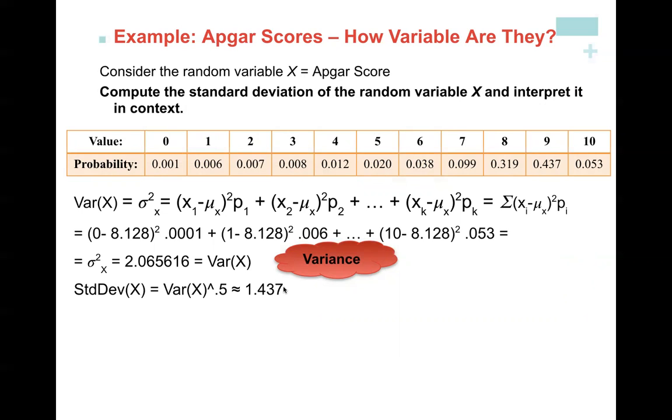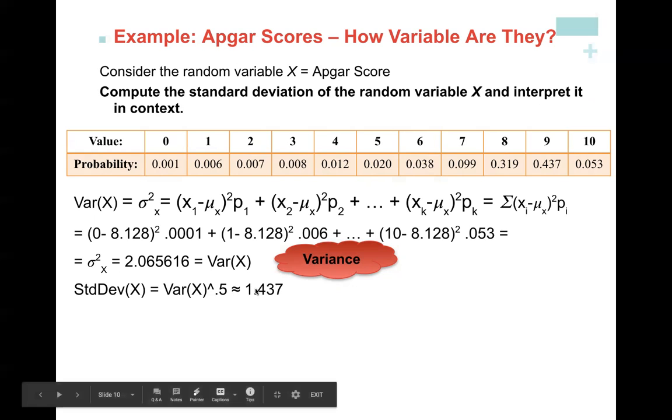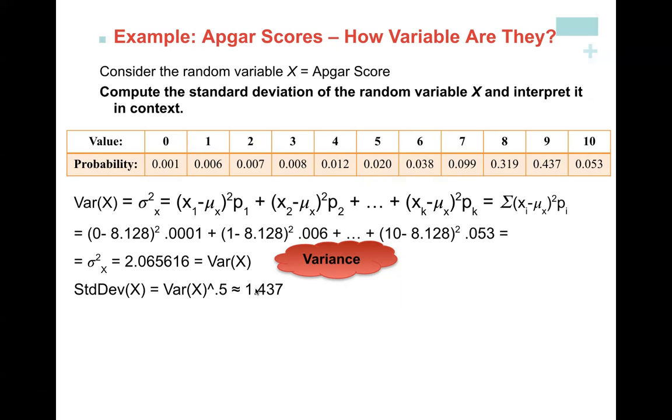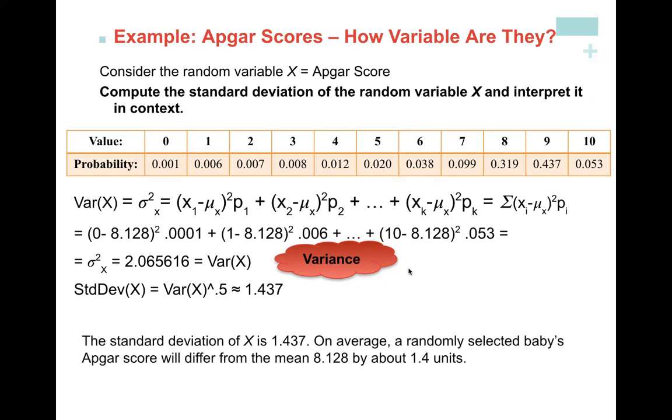Now, how are you going to interpret this 1.437 in context? That means out of the population of all newborn babies, if we look at all the newborn babies, we expect a newborn baby to have an APGAR score value of 8.128. But we also know that a randomly selected baby's APGAR score is going to be approximately, on average, 1.437 units away from 8.128. So on average, randomly selected babies' APGAR scores will differ from the mean of 8.128 by about 1.4 units.